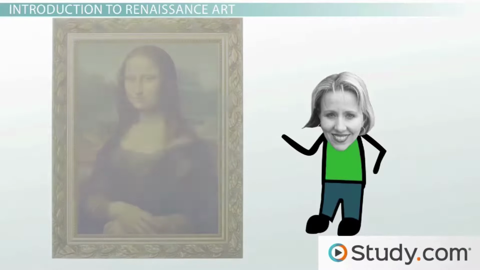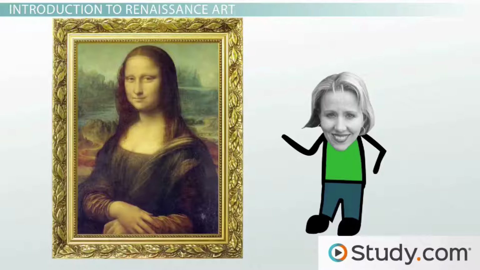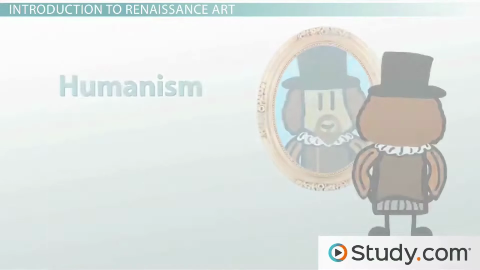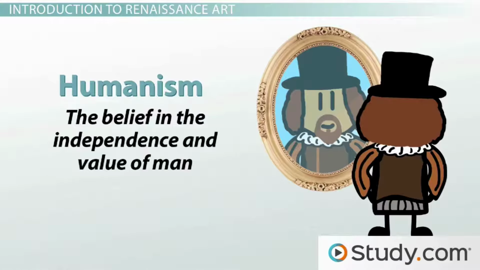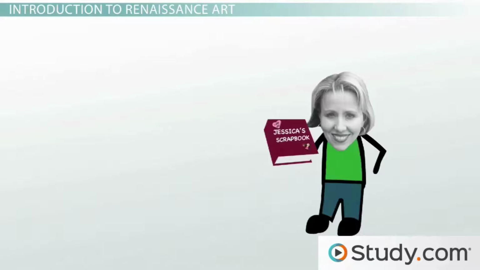Today we'll be discussing Renaissance art, from painting to sculptures to architecture. Our goal for this lesson will be to grasp how the intellectual philosophy of humanism, or the belief in the independence and value of man, shaped the famous artwork of the Renaissance. In order to do this, I've made a scrapbook for us to look at together, filled with some of my favorite Renaissance pieces. However, before we get to the scrapbook, let's quickly review the definition of the Renaissance.